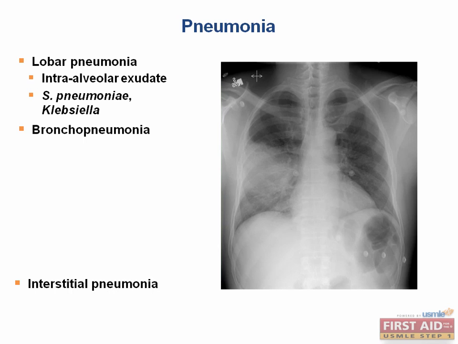Here's an example of a lobar pneumonia in the right lung. Do you know what lobe it's in? Well, it's not in the right lower lobe because you can clearly see the right hemidiaphragm. So is it in the upper or middle lobe? Well, it's the right middle lobe. It's an example of that right middle lobe lobar pneumonia that you may remember from the anatomy part of the respiratory lecture.